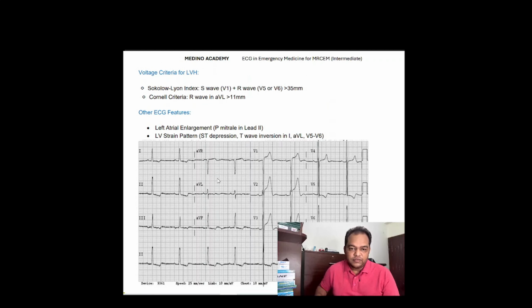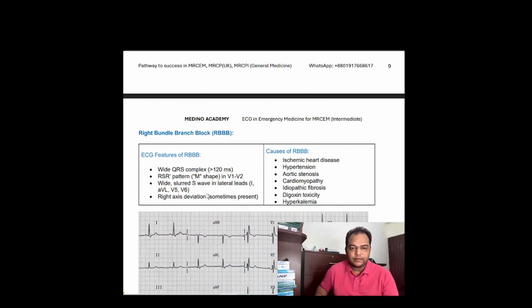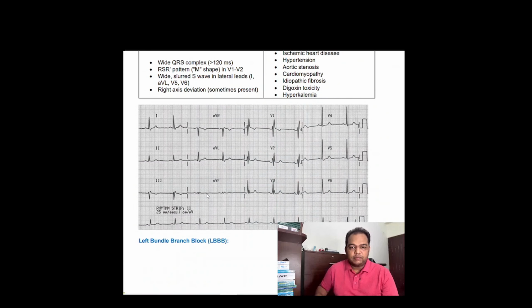Or in case of AVL, the R wave may be more than 11 small squares, which also represents left ventricular hypertrophy. Now right bundle branch block and left bundle branch block.